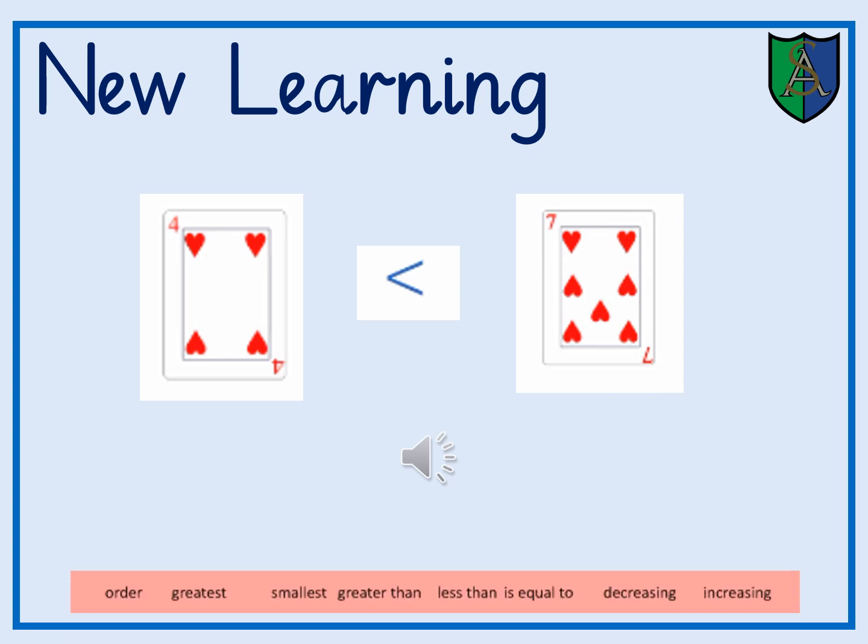If you said your card should be arranged like this, then you were correct, because 4 is less than 7. Now the way I work this out is by looking at the hearts on the cards. I could visually see that there were more hearts on the 7 card than there were on the 4 card, and this helped me to recognise that 7 was more than 4.